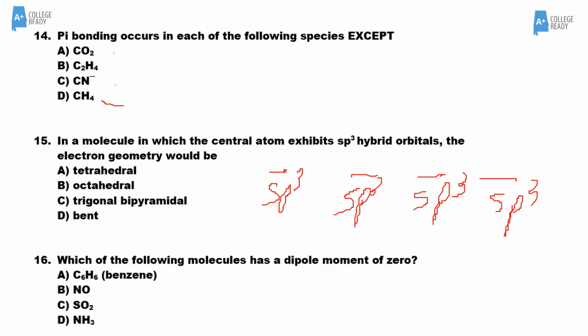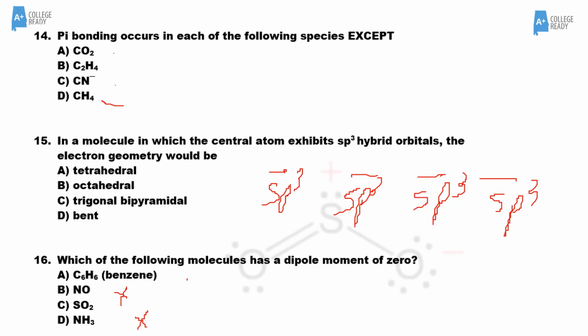Which of the following has a dipole moment of 0, meaning it's non-polar? Classically, any hydrocarbon is non-polar. NO is very simple: oxygen pulls more on the electrons than the nitrogen, so NO can't be it. NH3 is classically a polar molecule because it's trigonal pyramidal with the lone pair on top, and the electrons actually get drawn up to the nitrogen, showing that the nitrogen side of the molecule is negative and the hydrogen side of the molecule is positive.